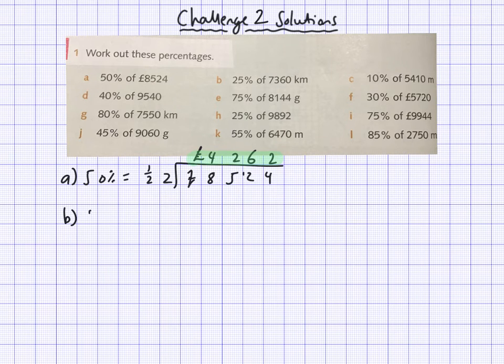B is 25% of 7,360 kilometres. 25% is the same as 1/4. So I know if I'm finding 1/4, I'm dividing by 4. So 7,360 kilometres divided by 4, which gave me 1,840 kilometres. Question C, we're working in metres, and it says that 10% of 5,410. Now, again, when I'm working with 10%, I know that 10% equals 1/10.